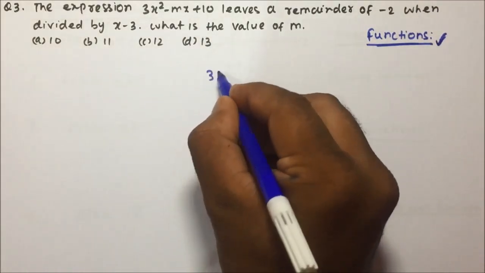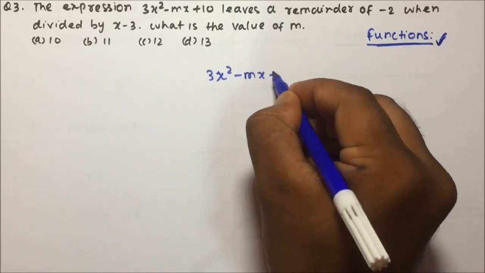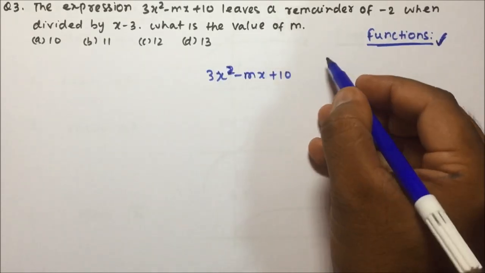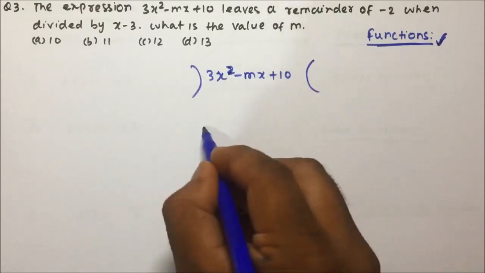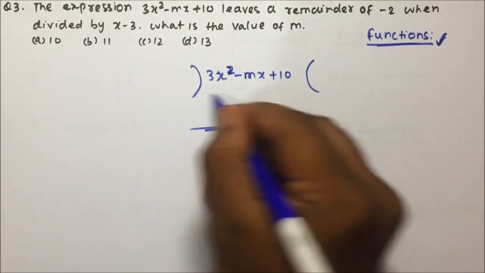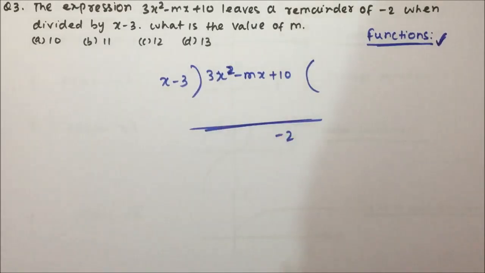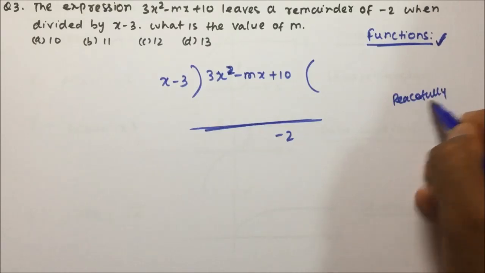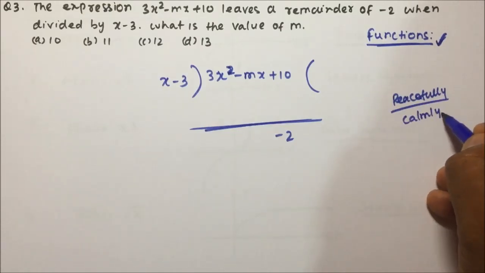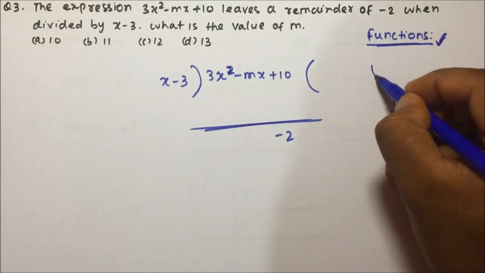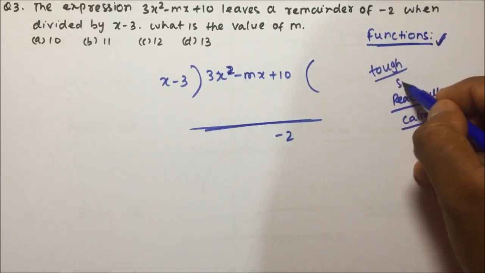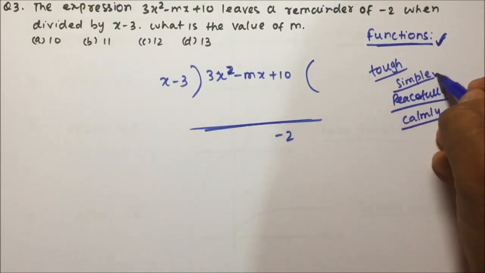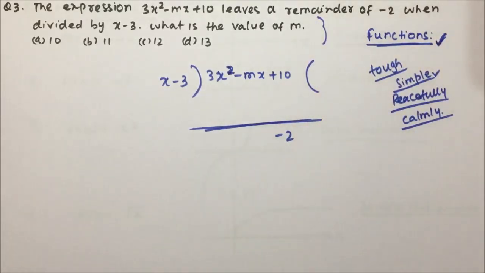Now the expression 3x square minus mx plus 10 leaves a remainder of minus 2 when divided by x minus 3. Okay, so now friends, this kind of question you should do very peacefully, very calmly. You should not be in a hurry, because these questions are not tough. These questions are simple, but if you are getting afraid by seeing this question, then it will become the toughest question for you. So a peaceful mind should be there. You should solve it very calmly.